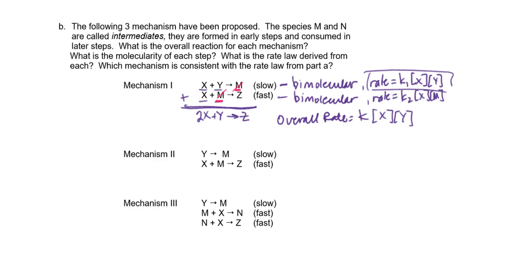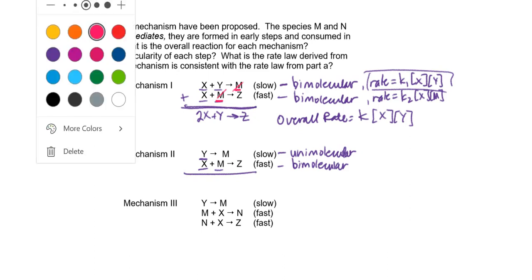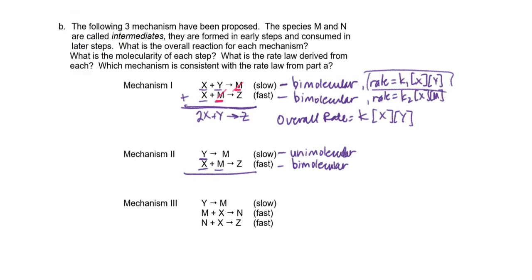Let's try the next one. So first, the first step in mechanism 2 only involves reactant Y. So that makes it unimolecular. Okay, but the second step involves a reactant X and a reactant M. So the fast step in reaction mechanism 2 is bimolecular. If I then proceed to look for intermediates, once again we see that M is a product in the slow step but a reactant in the second step. So basically it's formed and then consumed within the reaction mechanism, so M would be an intermediate.